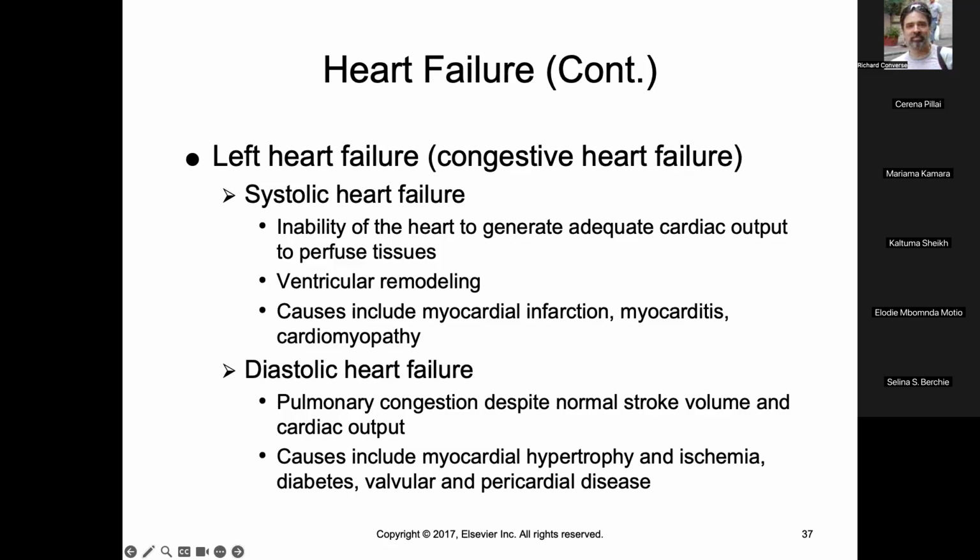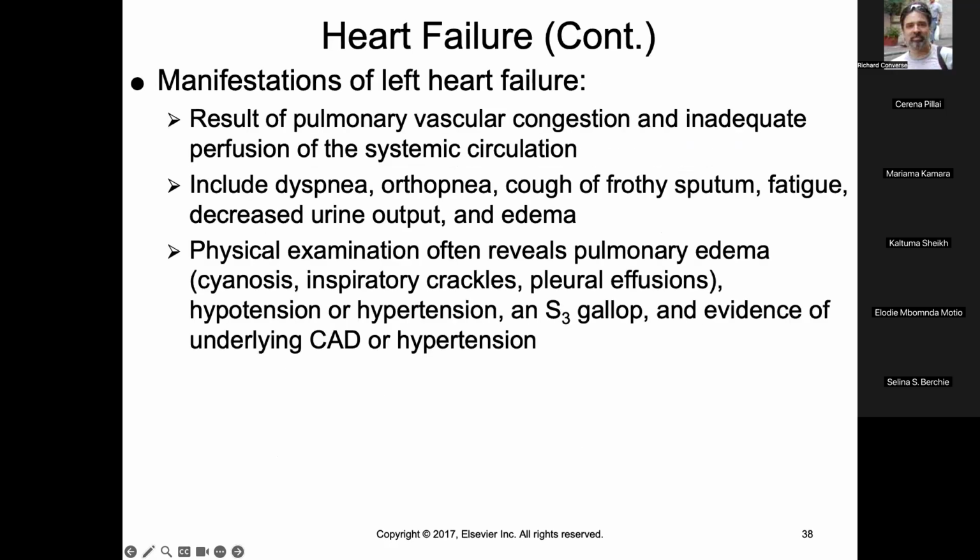effusion. Okay. Diastolic heart failure, pulmonary congestion, despite normal stroke volume and cardiac output. Causes include myocardial hypertrophy and ischemia, diabetes, valvular, and pericardial disease. All right. Manifestations, okay. Pulmonary vascular congestion, inadequate perfusion of the systemic circulation. Includes dyspnea, orthopnea, cough of frothy sputum, fatigue, decreased urine output, edema.